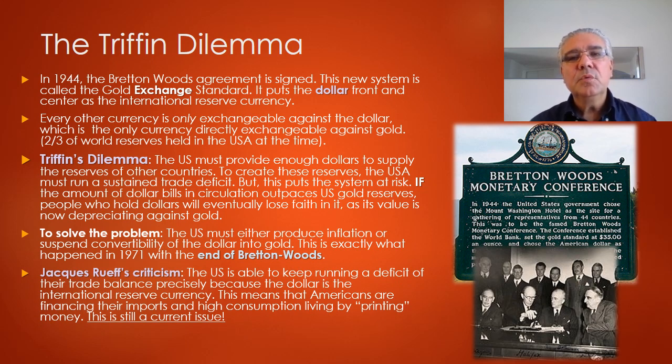At that time, one of the advisors of the President of France, Charles de Gaulle, an economist named Jacques Rueff, was saying something very pertinent, which is that the US is able to keep running a trade deficit precisely because it is the international reserve currency, which means that the American consumers are financing their high consumption standards of living by essentially having the Central Bank of America printing money. And this is still very relevant today.